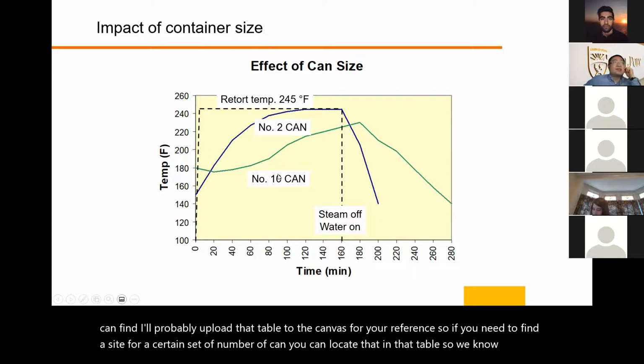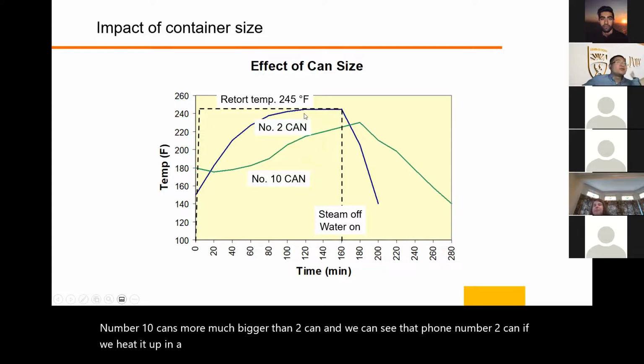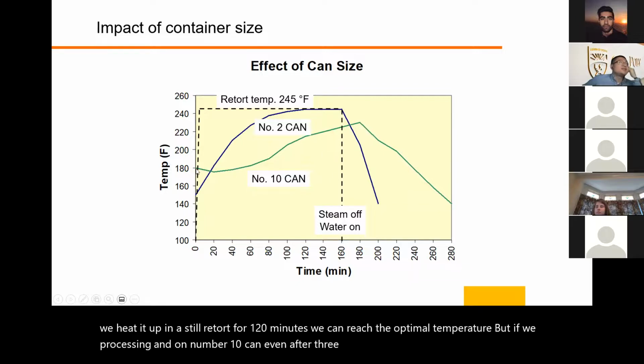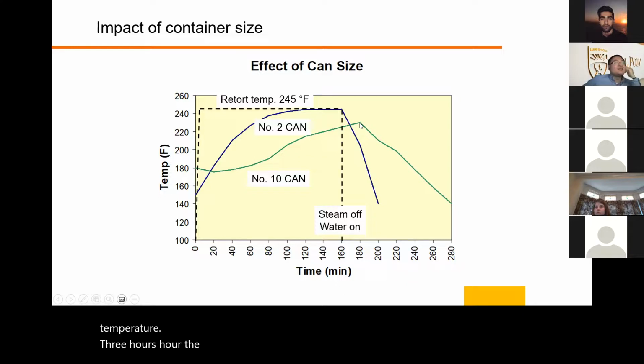So we know that the number 10 can is much bigger than the number 2 can, and you can see that for the number 2 can, if we heat it up in a steel retort for 120 minutes, we can reach the optimal temperature. But if we process a number 10 can, even after 3 hours, you can see, even starting at a high temperature, the cold point is still below the retort temperature.